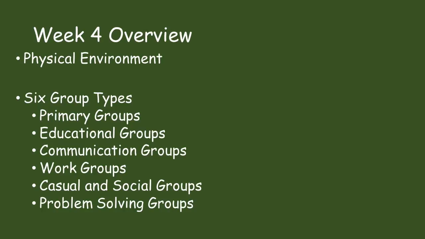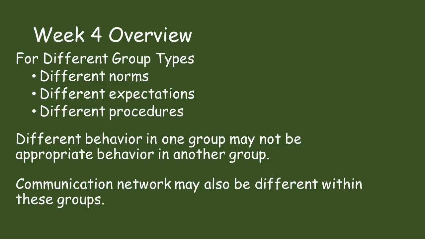This week we're also studying those 6 different types of groups I mentioned, the primary groups, educational, communication, work groups, casual, and then problem-solving groups. You see, each of these different groups, the norms and expectations and the procedures, they're different. Our behavior in one group may not be appropriate behavior in another group. So it's important to know the differences and be able to identify which group we're in. The communication network may also be different within these groups.